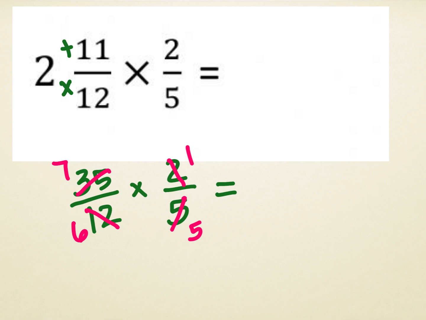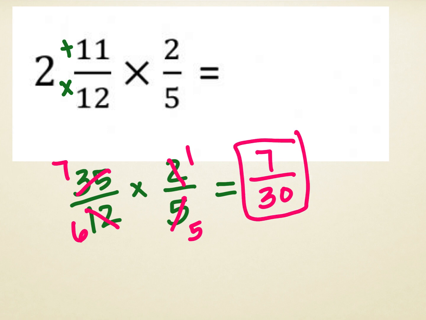Now I'm not multiplying 35 times 2 and 12 times 5. I have these smaller numbers. So 7 times 1 is 7, 6 times 5 is 30, and the nice thing about that too is I'm all simplified after I'm done. Now if you didn't simplify before, you would have got 70/60ths, so it would have been okay still, wouldn't have been a big deal, but you would have had to have simplified.